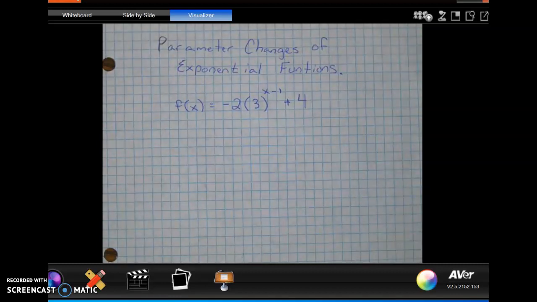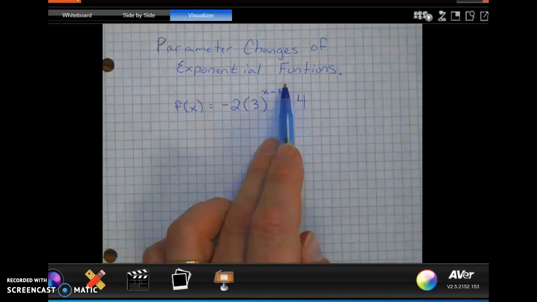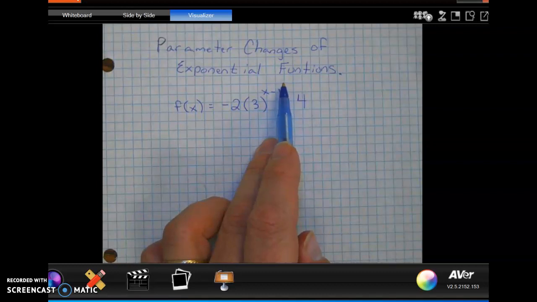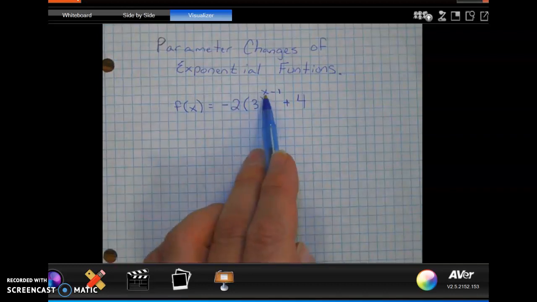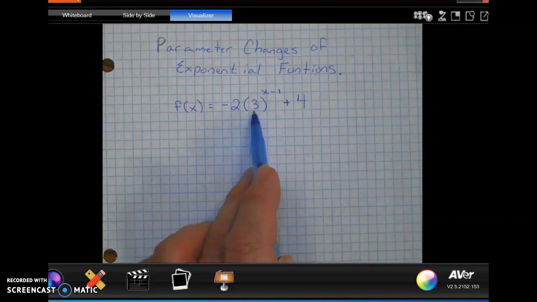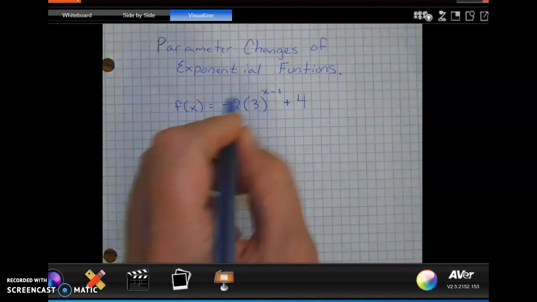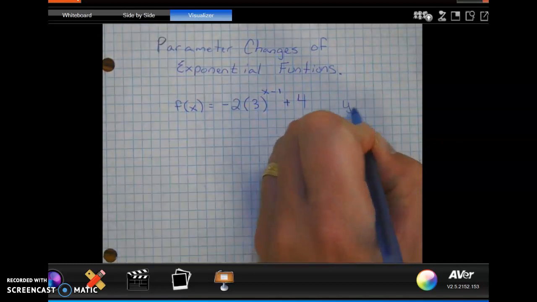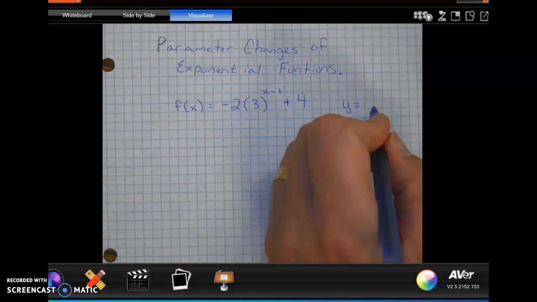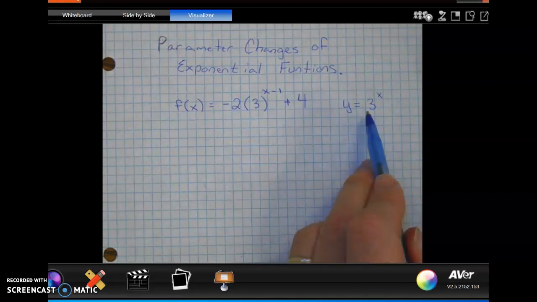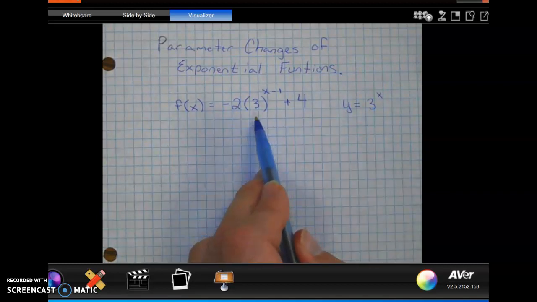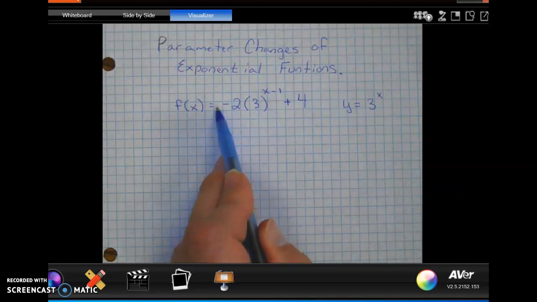Alright, so today's lesson is on parameter changes of exponential functions. So recall that this is an exponential function because the x is in the exponent. It's also growth because our b value is greater than 1. Our parent function is going to be y equals our base raised to the x power. That's important to know when making a table for our transformed function.